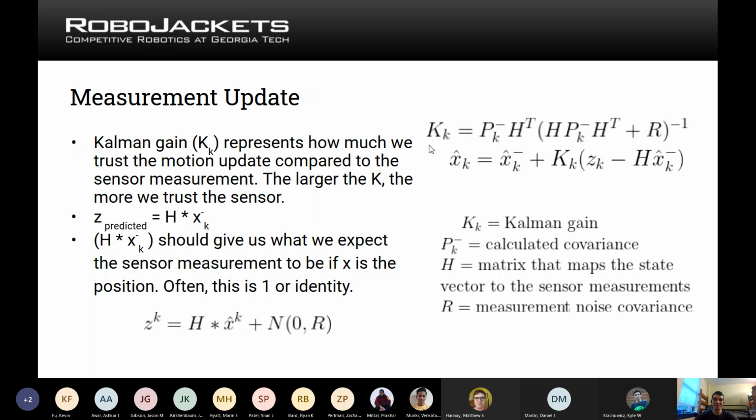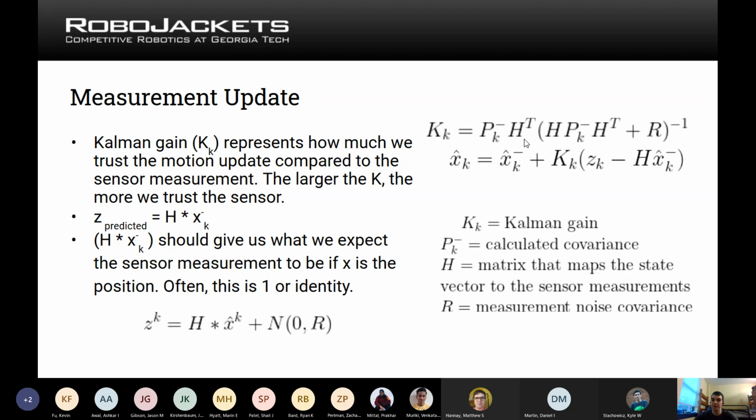There's a lot going on, but to derive this, it's not too bad, but there's a lot we would have to talk about. So instead, I'm trying to give you an intuitive sense of what the Kalman gain does. And we'll also show two examples so you can see how it ends up working. The Kalman gain represents how much we trust the motion update compared to the sensor update. So a large K means that we trust the sensor more. This is just the formula for it.